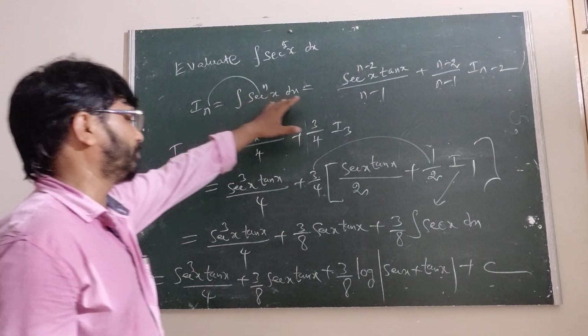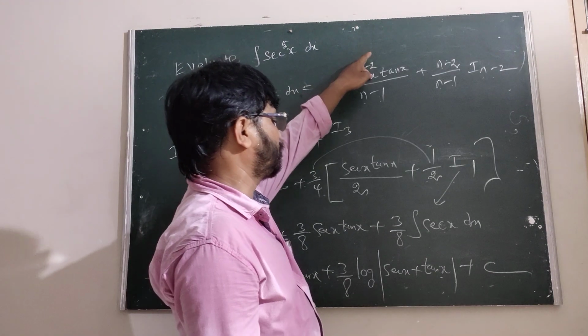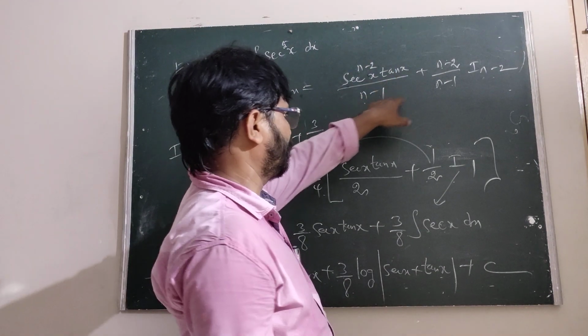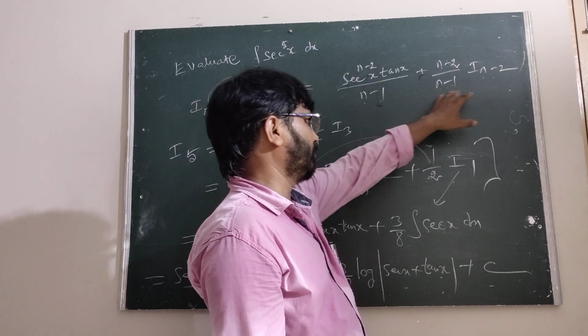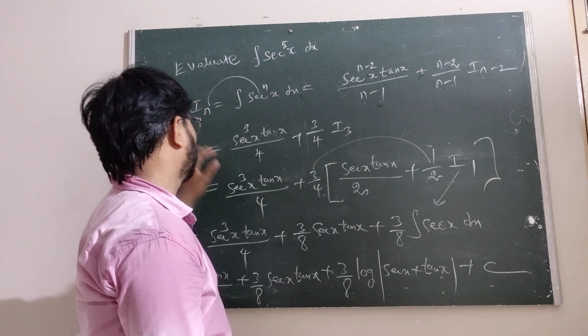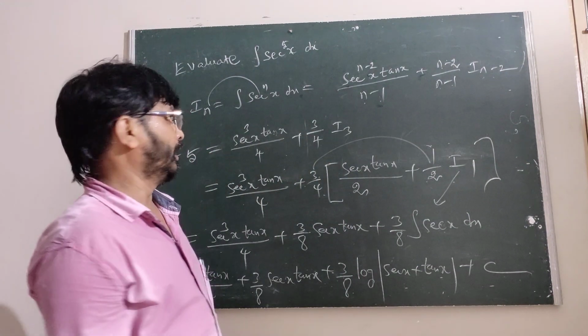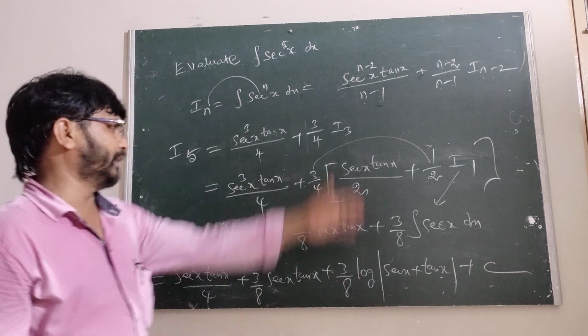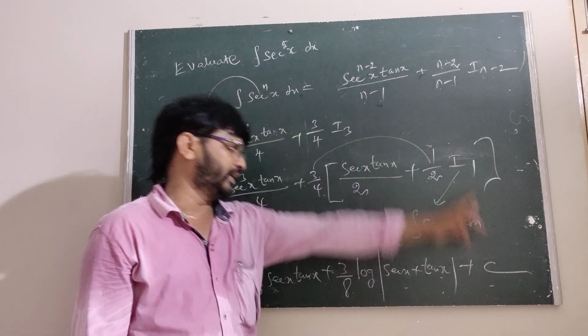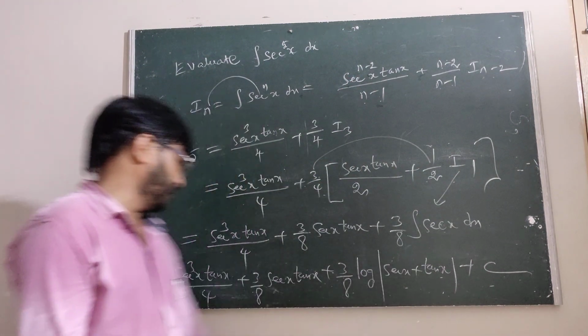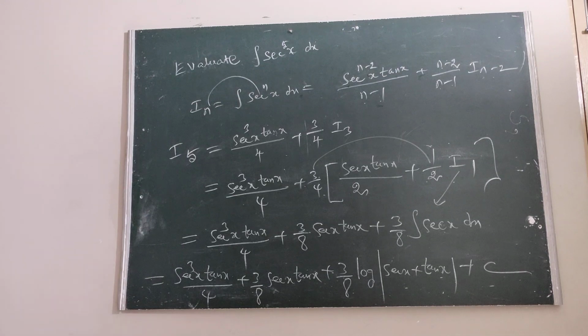The integral of secant power n x is secant power n minus 2 into tan x upon n minus 1, plus n minus 2 upon n minus 1 into I n minus 2. First we are taking n equal to 5, then we get I3. Then n equal to 3, then we get I1. I1 is the integral of secant x. This is the answer. So this is the final answer.